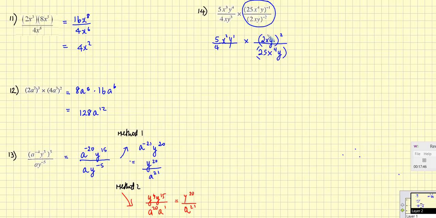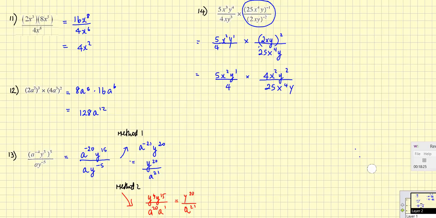Alright, so now the next thing I want to do is simplify my right-hand side here, because I still have a power to a power going on in the numerator of the second fraction. So that I have 5x squared y all over 4, and that's multiplied by everything raised to the power of 2 inside that parentheses. So it goes to 4x squared y squared, and that's all over 25x to the 4th y.